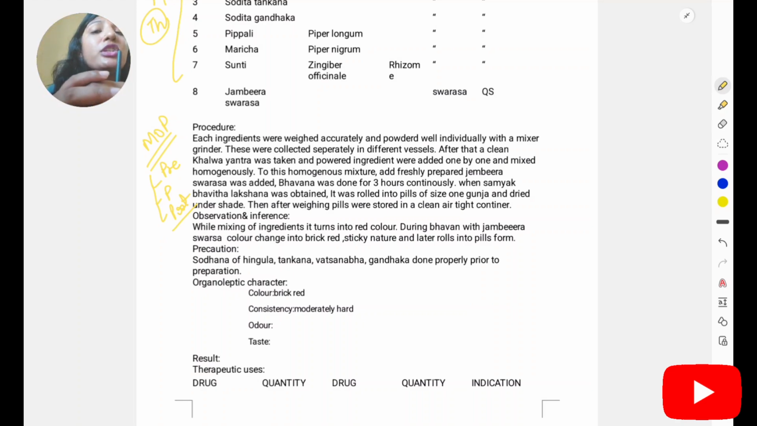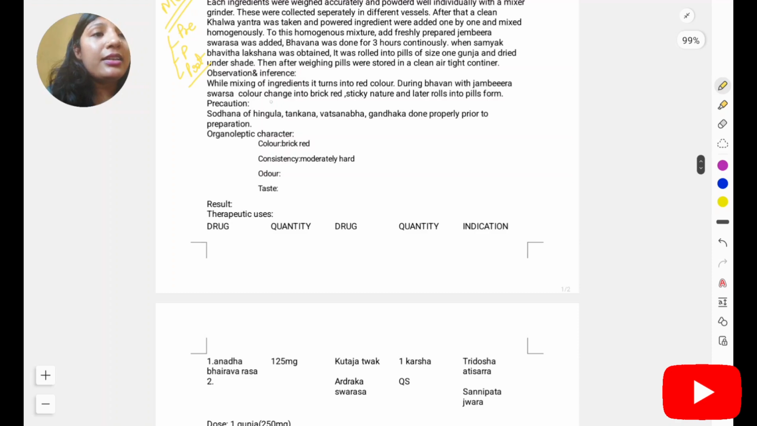Then in the main procedure, if you are making a vati, then you have to take all the powder form and mix it, and if it is bhavana related, then you can add your bhavana dravya and grind it till the shuddha bhavita lakshana. Like that you can divide your procedure into pre-procedure, procedure and post-procedure, and this is one of the important and nice paper presentations when you write in your exam.